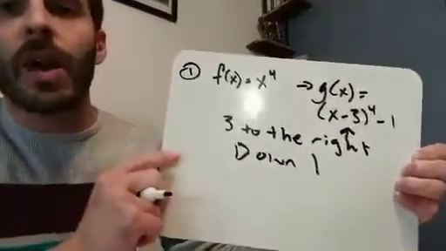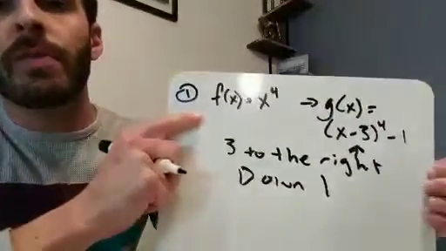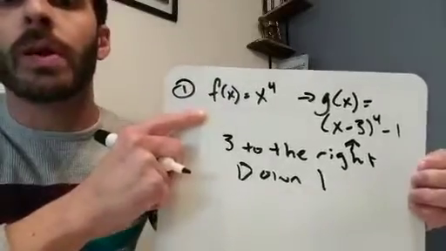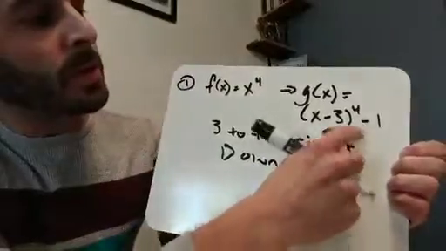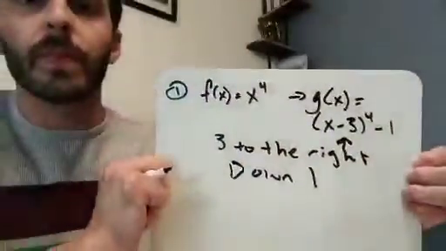Okay? It says to graph each function. We're going to do this on our graphing calculator, and we're going to sketch some points. We'll learn how to find important points in class. You know that one of those points, though, is going to be 3, negative 1.